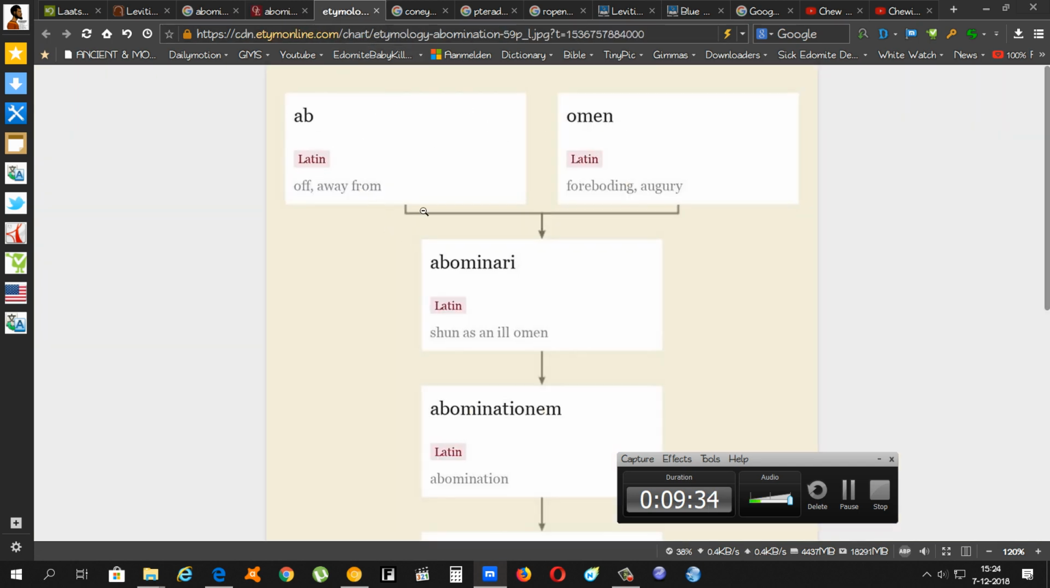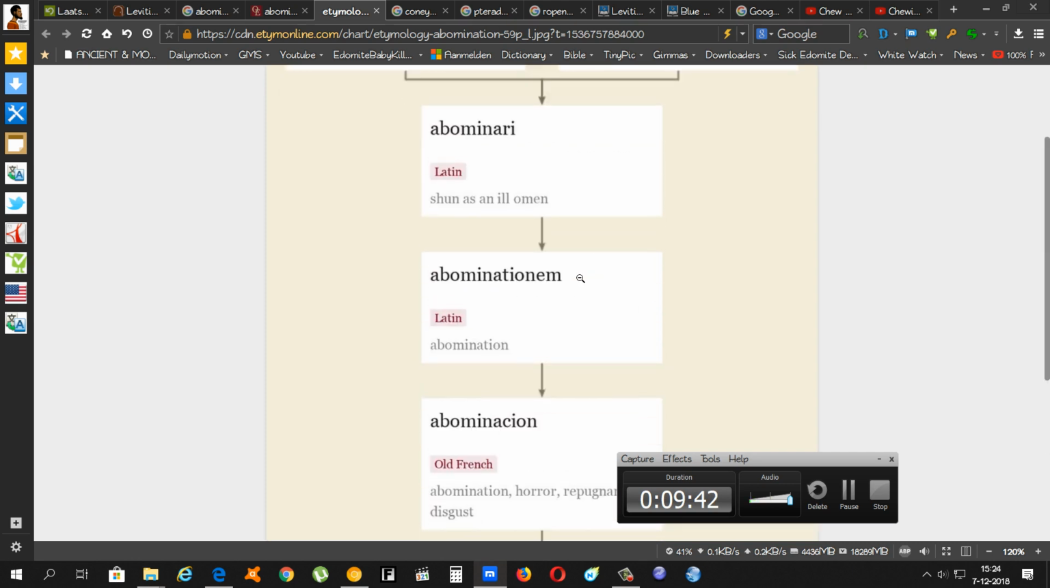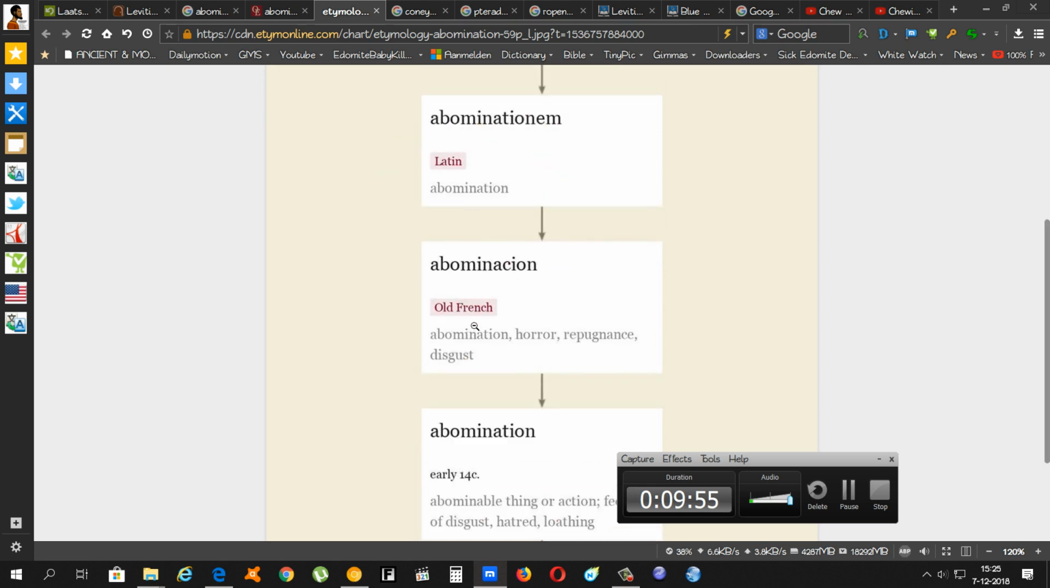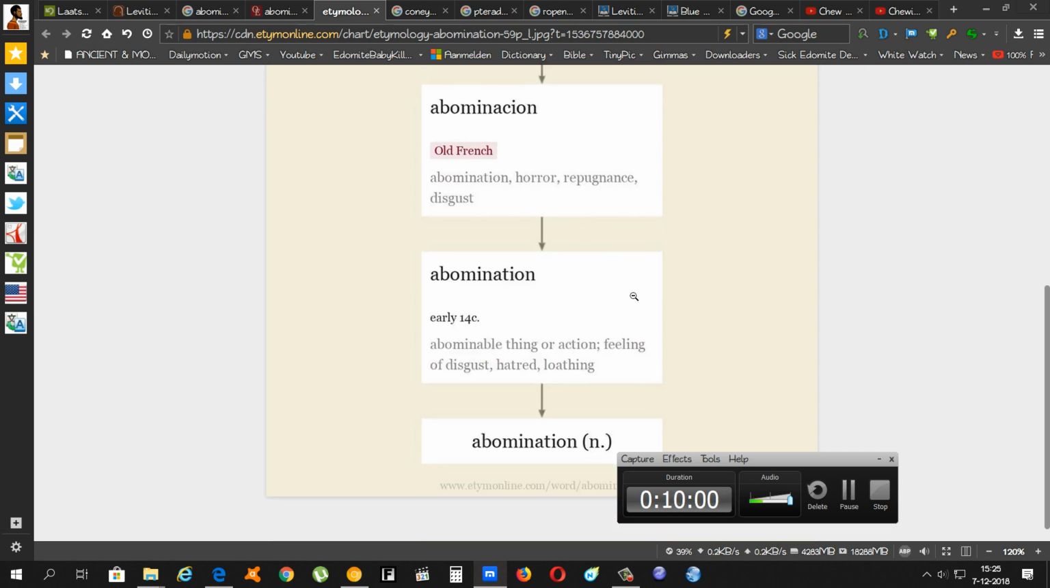Omen, abomination, right? Ab means off, away from. Foreboding, which means forbidden. Abominari, shung as an ill omen, meaning as an ill, so-called jinx, something like that. Abomination, Old French, abomination, horror, something that's disgusting. Abomination, early 14 C, circa 1400. Abominable thing or action, feeling of disgust, hatred, loathing, abomination. So that's it.